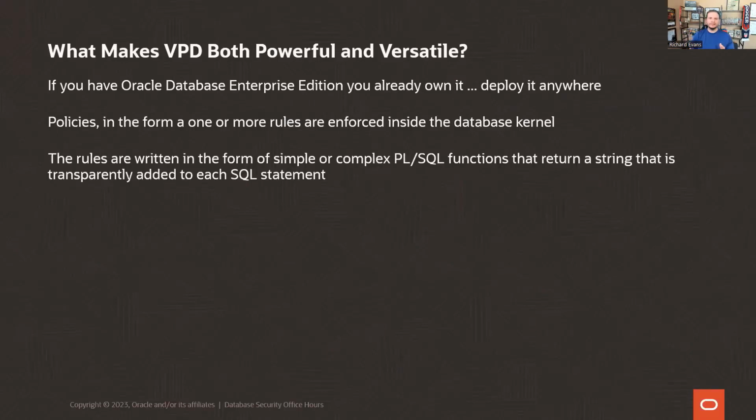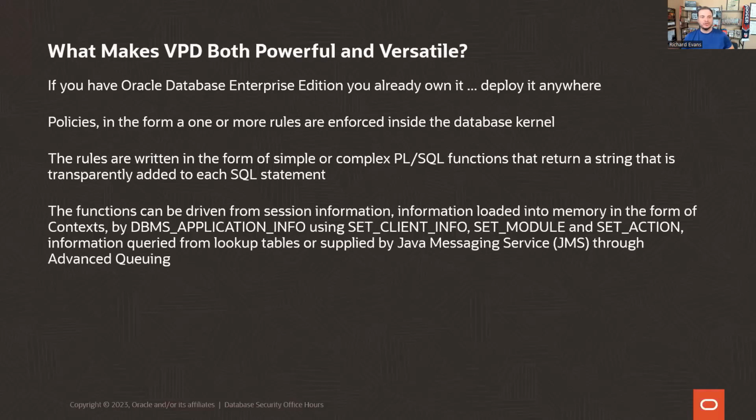Rules are written very simply or complex. We're going to show you some simple examples today with PL/SQL that returns a string that is transparently added. So city is Toronto is my example. Department ID is 30, where employee ID is in the managers group, things like that that you can do. But then you can go a little further with it too.